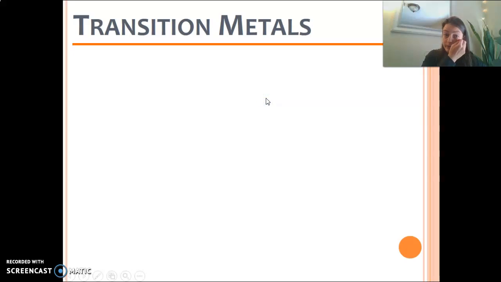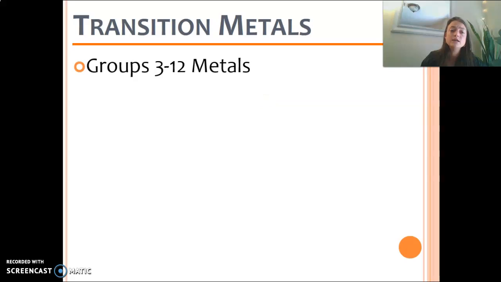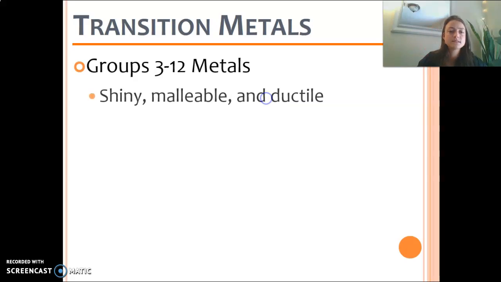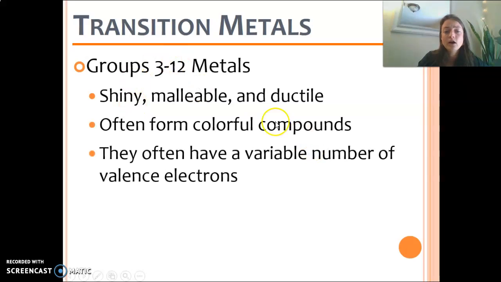So our third group actually is a very large block of the periodic table. That's going to comprise groups 3 through 12. So it's a bunch of different columns. And these are our transition metals. Transition metals are still metal, so they're still lustrous or shiny, malleable, and ductile. And they often form really colorful compounds with other elements.